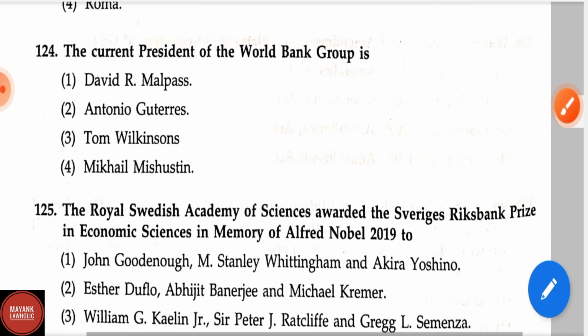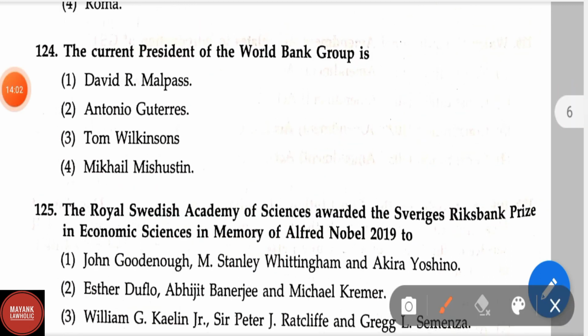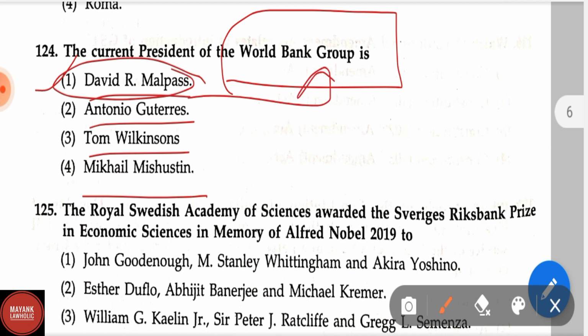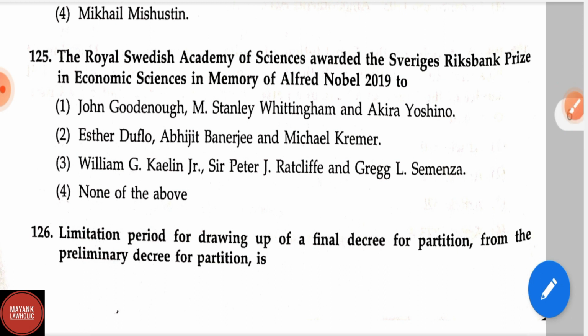Okay, now let's see the question number 124. The current president of the World Bank Group is. Options are David R. Malpass, Antonio Guterres, Tom Wilkinson and Mikhail Mishustin. Correct answer is David R. Malpass. This is the correct answer, and he is the president of the World Bank Group. Now let's see the question number 125.